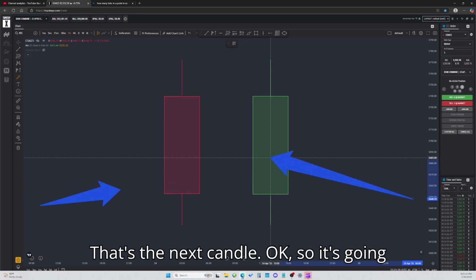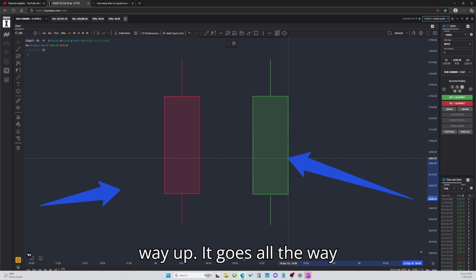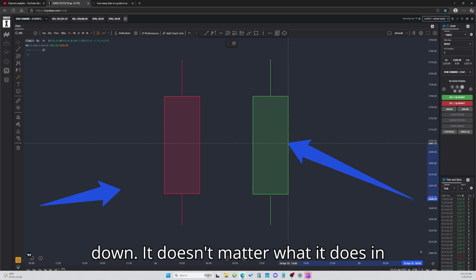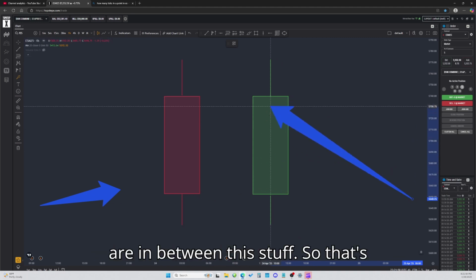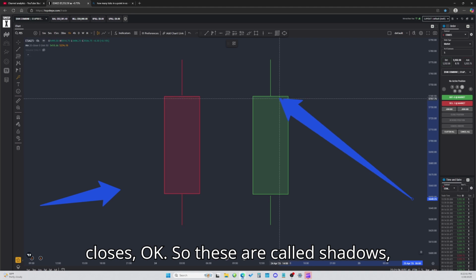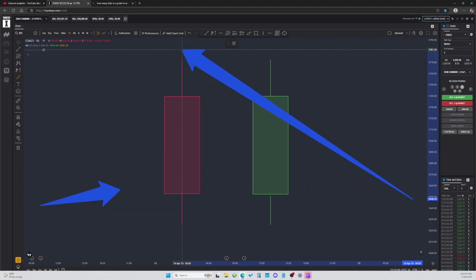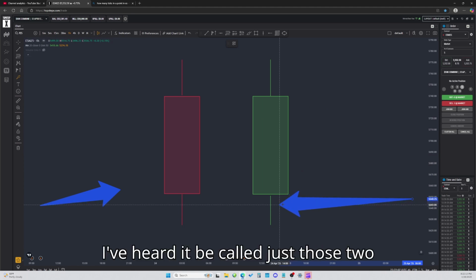Okay. So it's going up, going down, whatever. It goes all the way up. It goes all the way down. It doesn't matter what it does in there. That's kind of where it dances, right? But the main juice of the candles are in between this stuff. So that's where it opens and that's where it closes. Okay. So these are called shadows, wicks, shadows. I've heard it be called just those two things.